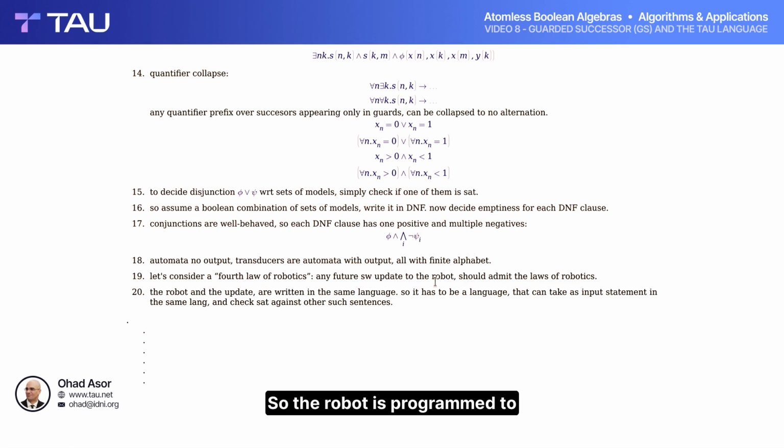So the robot is programmed to take another program and conjunct it. What does it mean to conjunct a program? Okay, we can conjunct specs. So it takes a spec, conjuncts it with the laws of robotics, and checks if this is empty, if there is a model. If it's non-empty, then there is a model. If it's empty, then it rejects the update.